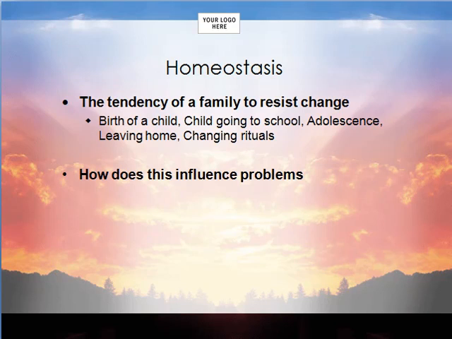How does this influence problems? Think for a minute about what happens when a child starts school and parents have a difficult time. Or think about when you left for college. Maybe you were the first person to leave for college and parents had a tough time letting you go. Or maybe you were the last person to leave for college and they equally had a tough time letting you go. Think about how those times of major change in the family affect things. And we'll talk more about how that plays out when we talk about structural family systems theory.